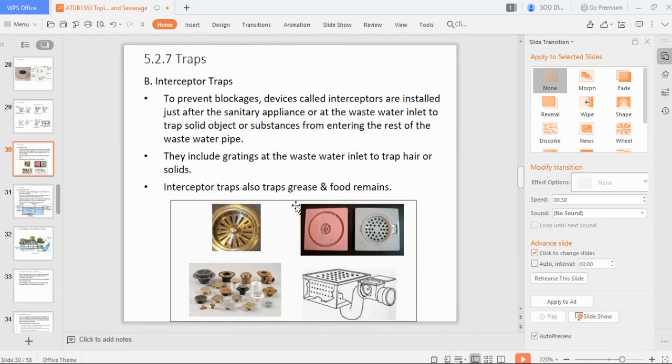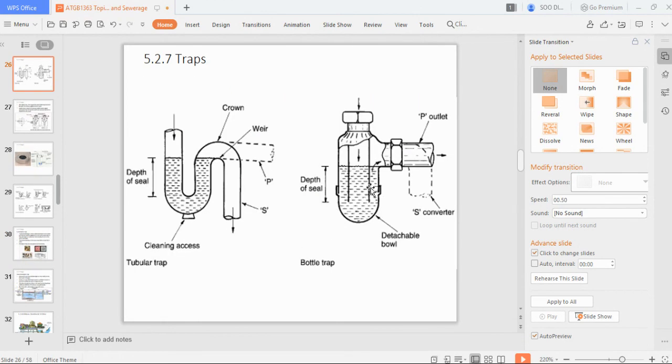And then we have our interceptor trap. So this is to prevent blockage. We don't want any grease, food, or hair going into our piping system. If you have all this hair or solid, organic or inorganic material going down the drain, then you need to have an option to remove it, otherwise your piping will get blocked. If your piping gets blocked due to all this organic material and you try to flush, then definitely the water won't go down the drain and it will overflow out.